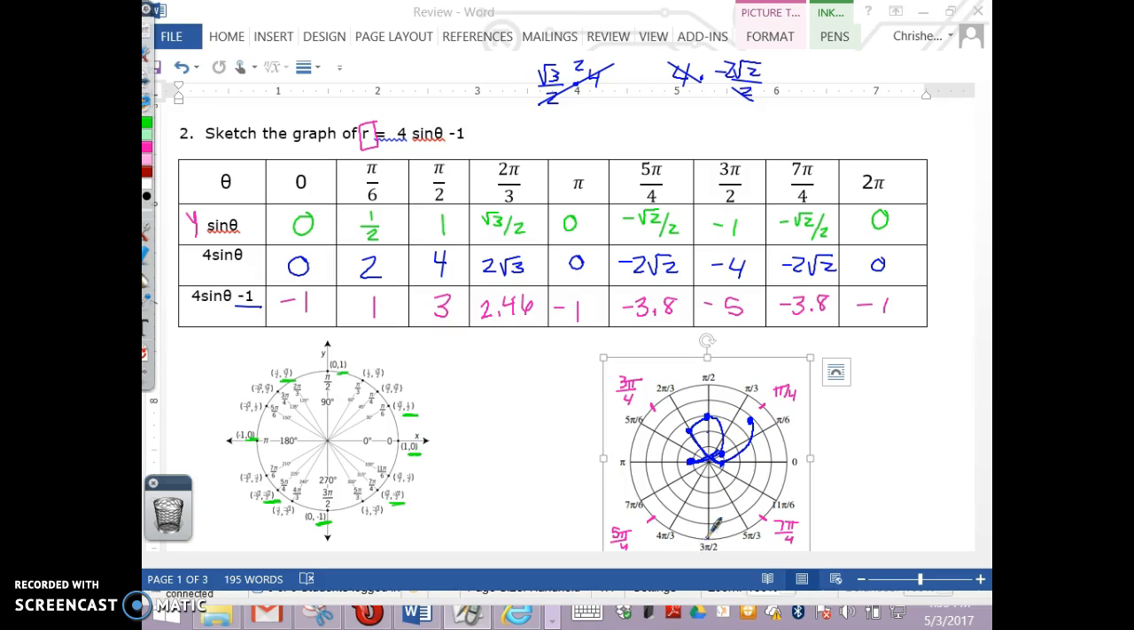3 pi over 2, I'm at negative 5. 3 pi over 2 is here, but I'm going negative 5. So other way, 1, 2, 3, 4, 5. 7 pi over 4 is down here, but I'm negative 3.8 again. 1, 2, 3.8. And then 2 pi, which is here, I'm at negative 1. Already been there. There's my little loop-de-loop.